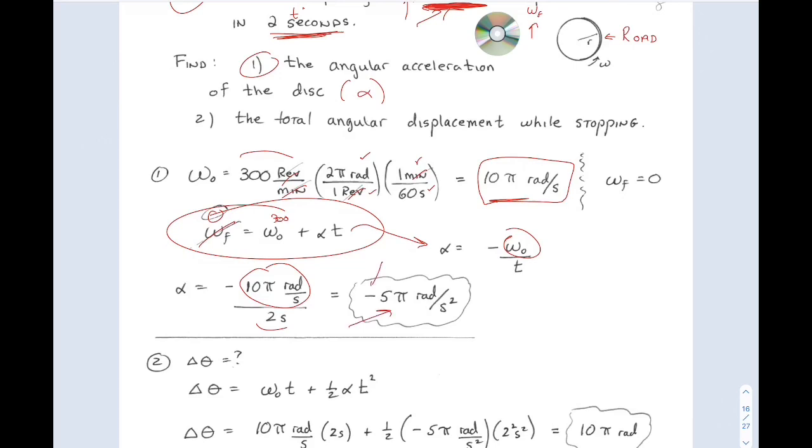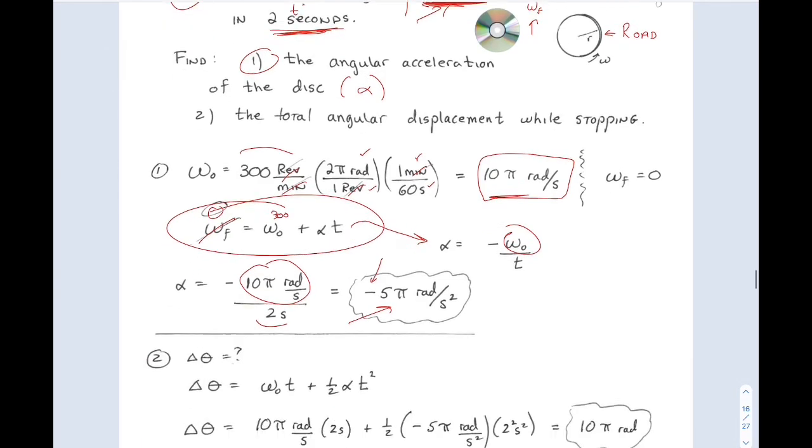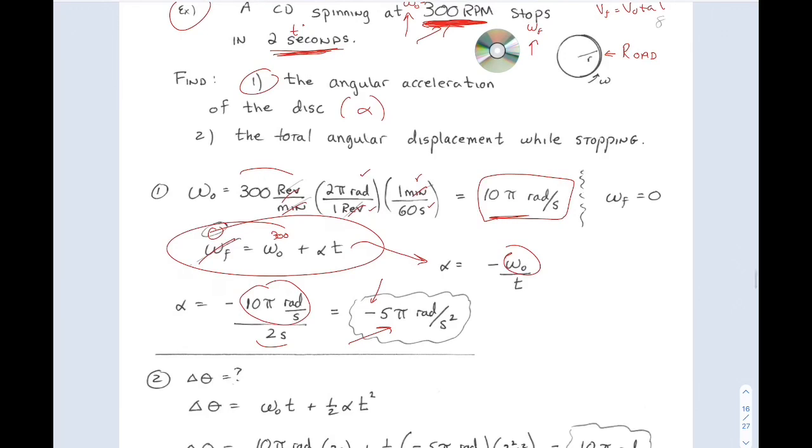Now, what does it mean that it's negative? Well, same for the car, right? When this thing's slowing down, velocity is to the right, acceleration points backwards, the acceleration is negative. So here, the angular acceleration should be negative because the disk is slowing down to rest.